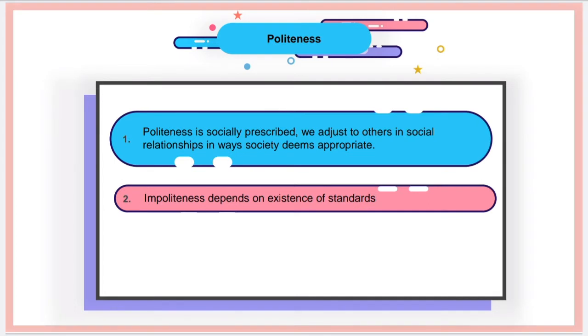Okay, next, politeness. Politeness is socially prescribed. We adjust to others in social relationships in ways which society deems appropriate. Politeness depends on the existence of standards. There are two kinds of politeness. Positive: we try to achieve solidarity and treat others as friends. We do not impose and never threaten their face.